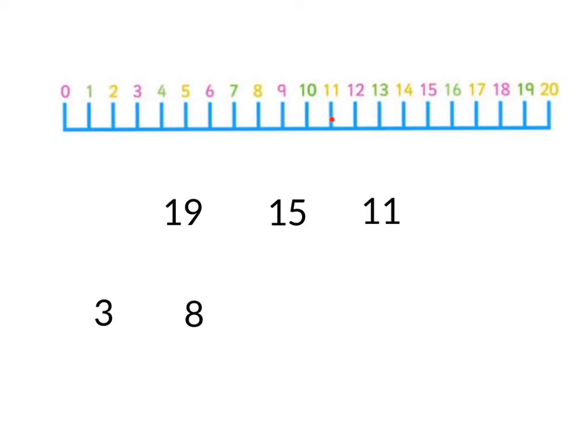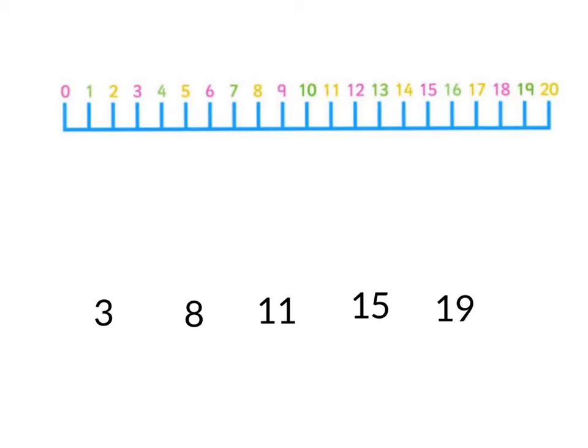The next number that comes up is the number 11, so I'm going to put that down here. Keep looking along the number line. My next number is the number 15. That's my next number. And then from 15 I'm going to look onwards again, and my next number is the number 19. I have put these numbers in order from smallest to biggest.